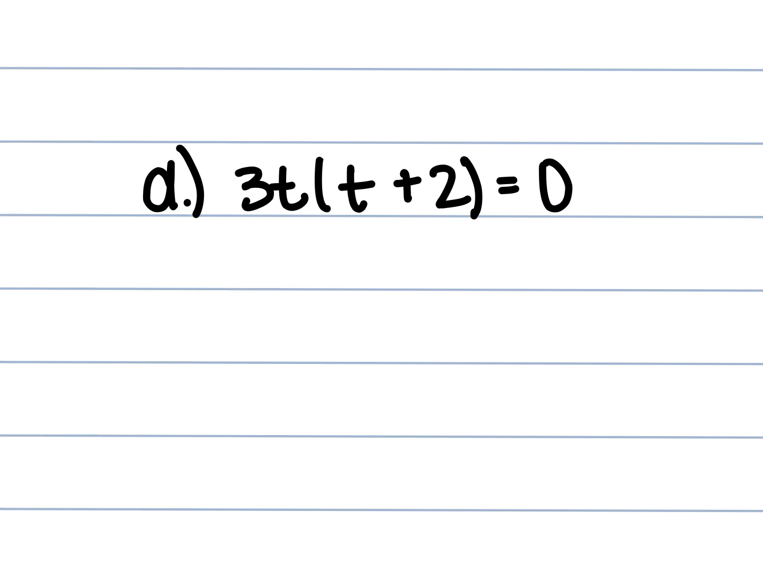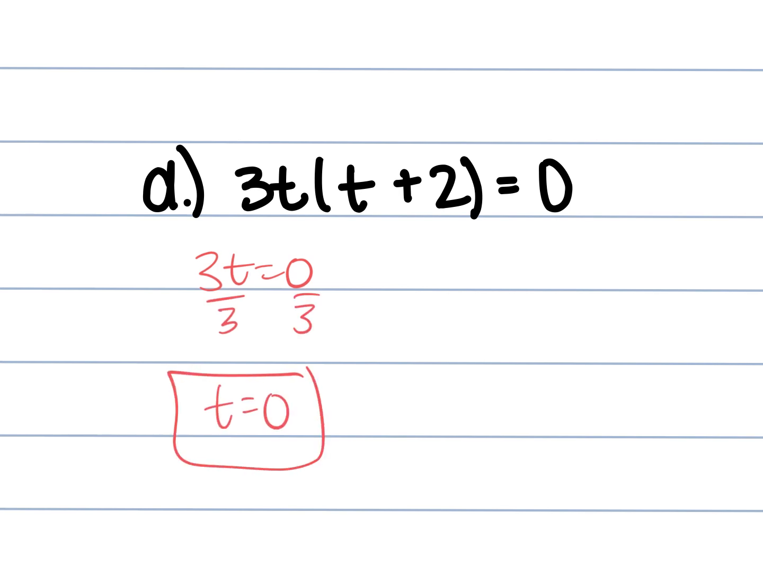Now, it's very common for people to say that t equals 3. That is incorrect. What do I set up, guys? 3t equals 0. And when you divide 0 by 3, what do you get? t equals 0. The second one, how do I set it up? t plus 2 equals 0. So t is going to be negative 2 because you subtract 2 from both sides.